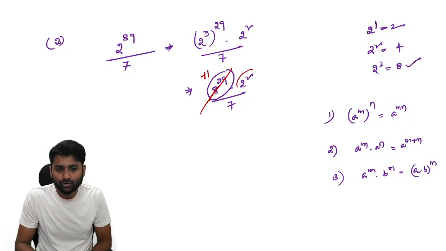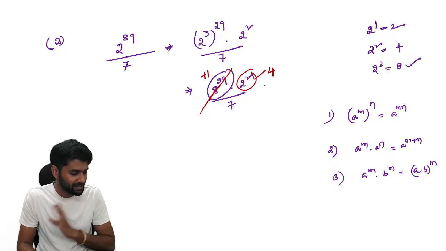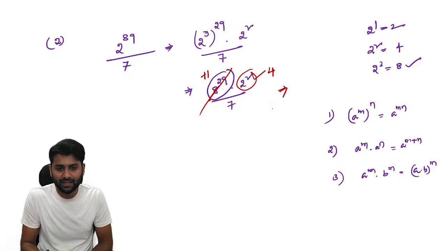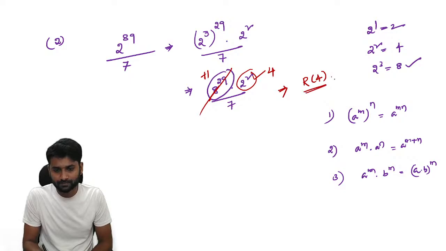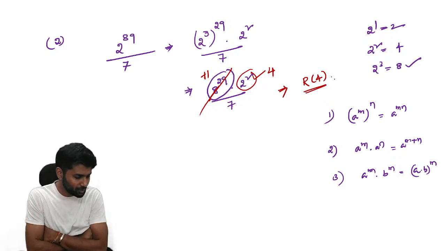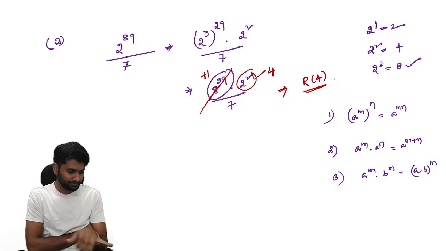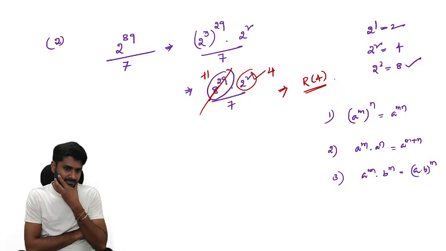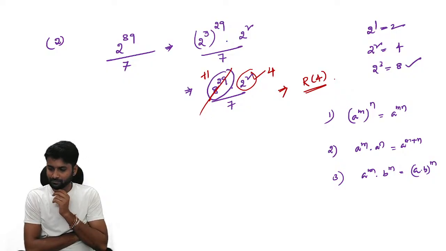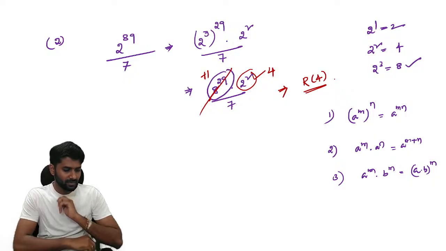Now you know that 2 square is equal to 4, right? If 4 is divided by 7, the remainder is 4 itself. So finally, 1 into 4, the remainder is 4. Guys, is it clear? Please let me know in the comments.